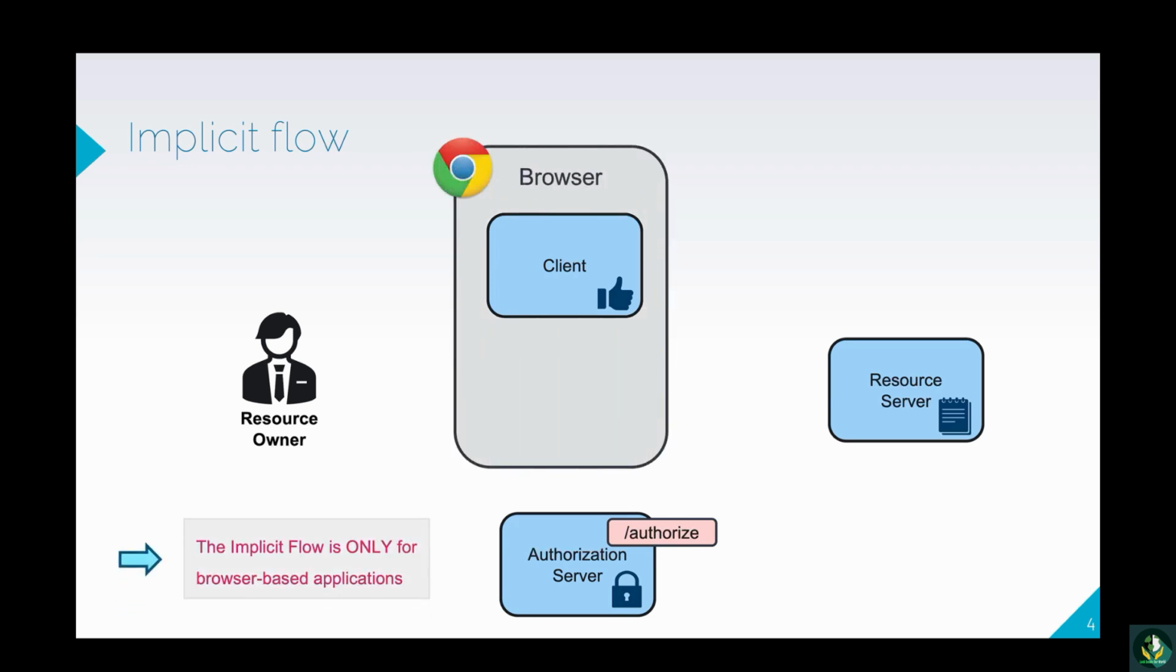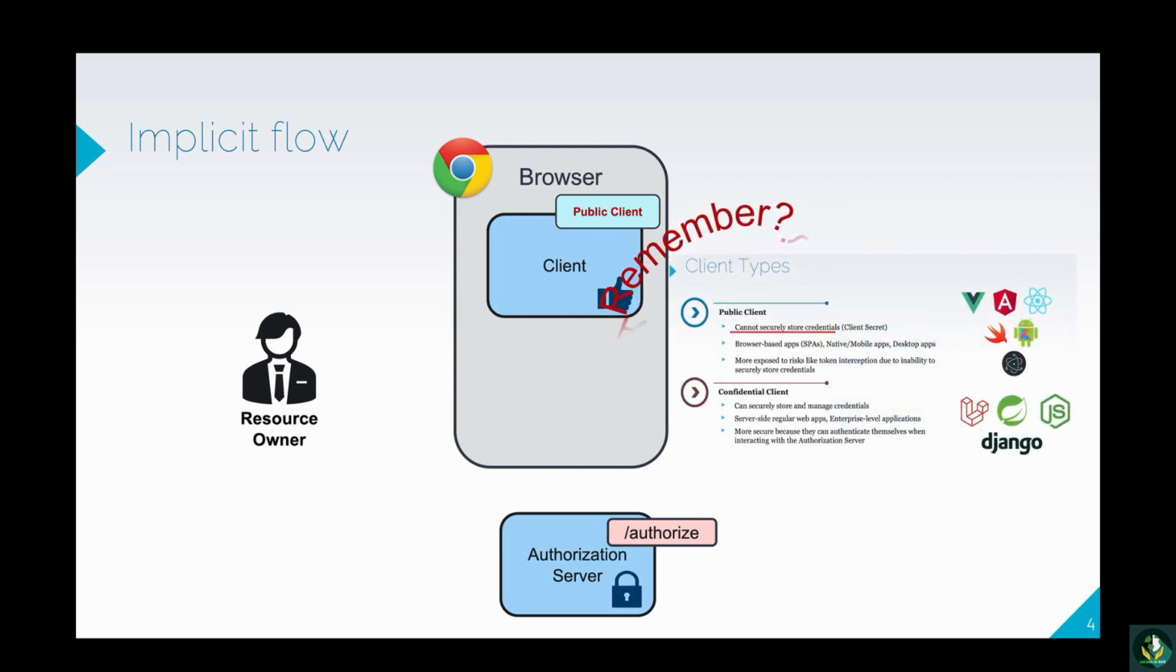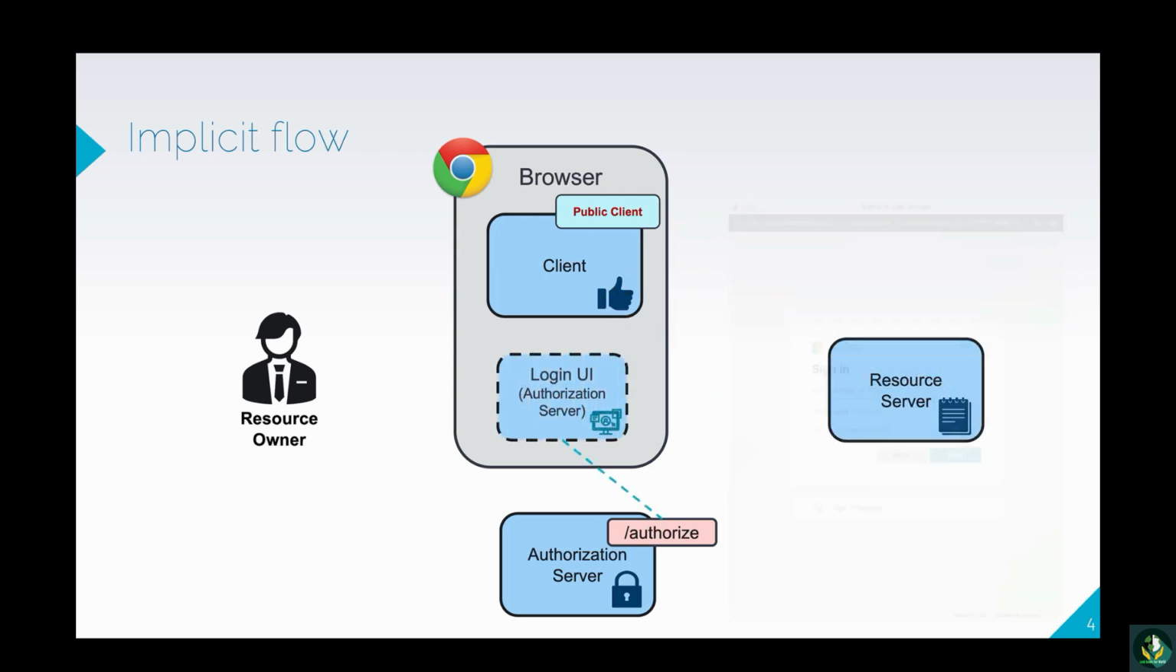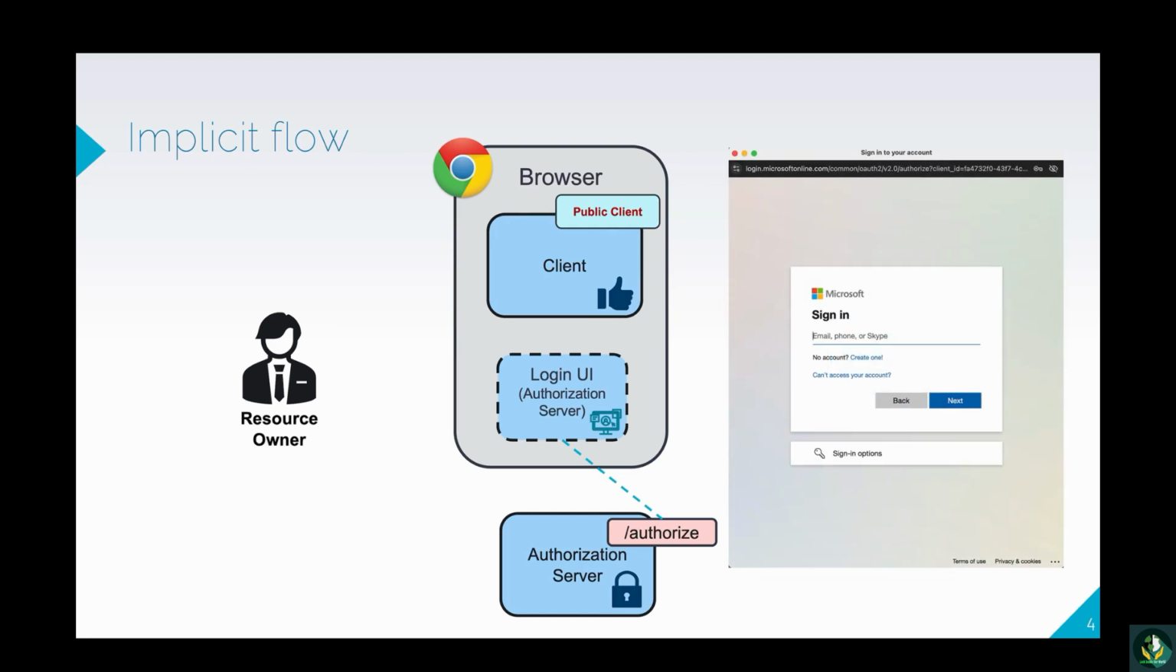The implicit flow is designed specifically for browser-based applications that run directly in the browser, like Google Chrome or Firefox. Because these are public-facing applications, the OAuth 2 client must be configured as a public client in the authorization server. If you remember from the last chapter, a public client is an application that cannot securely store sensitive credentials like client secrets. The authorization server presents a user interface, a login screen where the resource owner is redirected when interacting with the client. This UI is part of the authorize endpoint. In most authorization servers, you can customize this interface to align with your organization's branding or theming requirements.